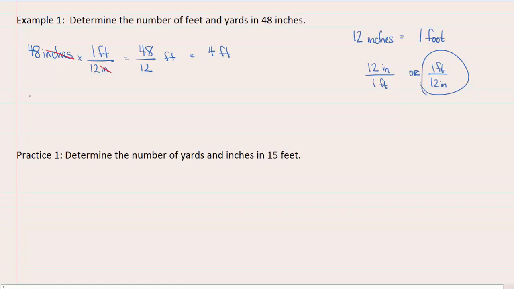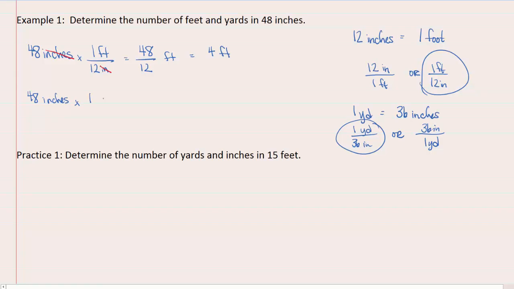Now, let's determine the number of yards. If I have 48 inches and I want to move this into yards, I have to remember that 1 yard equals 36 inches. Once I remember that 1 yard equals 36 inches, I then can write this as a fraction of either 1 yard over 36 inches or 36 inches over 1 yard. I would like the inches to reduce out, therefore I pick the first one that has inches in the denominator.